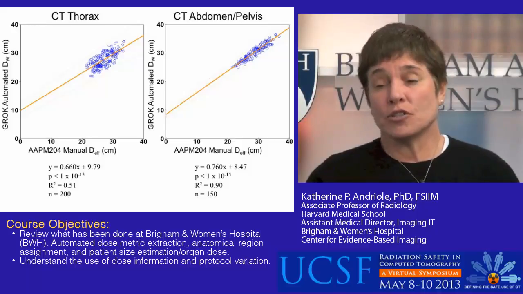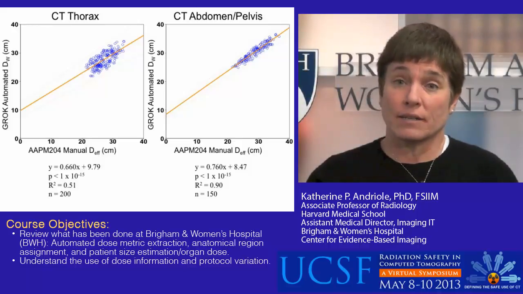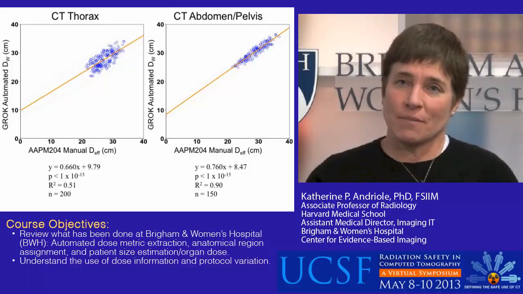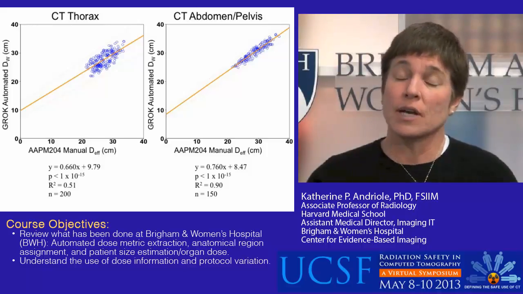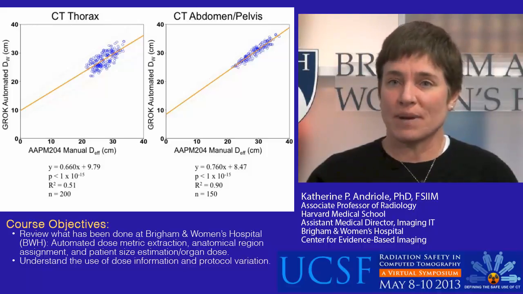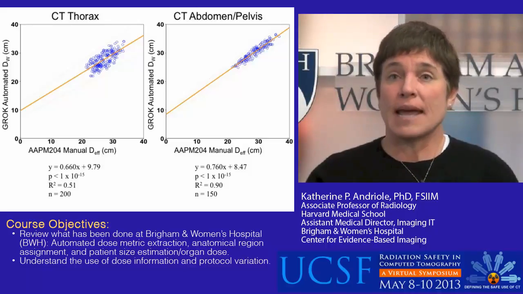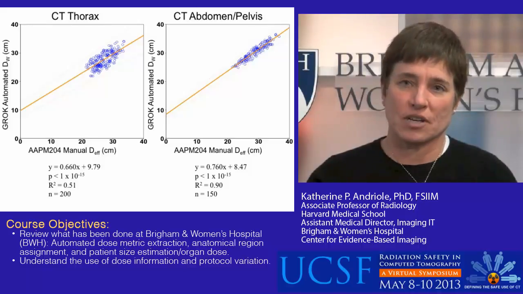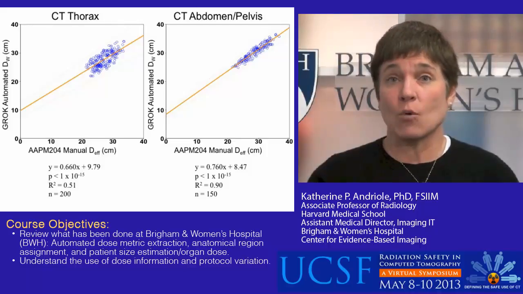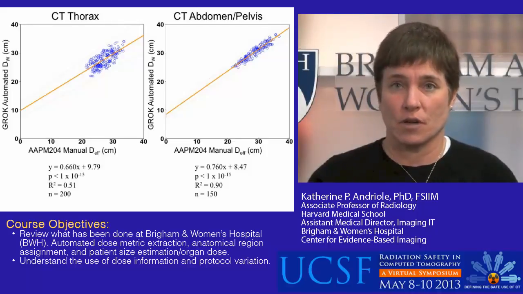So what we've been able to do is automatically extract CT dose information, CTDIvol and DLP, from existing records in our electronic medical record using optical character recognition. We assign what we think is the best assignment of body part, and then we try to measure patient size or get an estimate for patient size to give the most meaningful information that we can about what a patient has received in terms of dose.